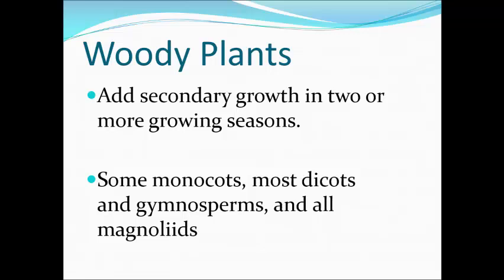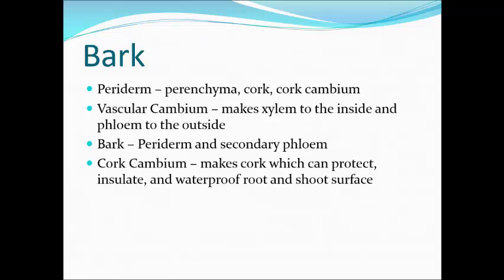Woody plants add secondary growth in 2 or more growing seasons. So they have 2 kind of seasons of growing. They have a light wood and a dark wood season. The light wood is your main growth, which happens in the springtime, and the dark wood is your slower growth that typically happens in the summertime when it's a lot hotter and they're not able to grow quite as fast. Some monocots, almost all dicots, and gymnosperms, and all magnolias are in this category of woody plants that produce wood at their core.